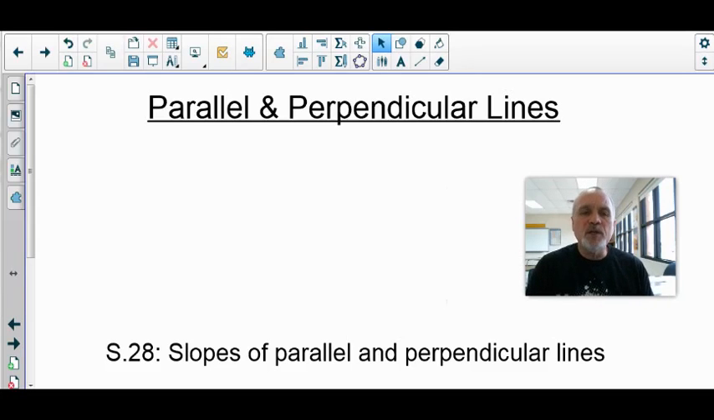Today we're going to be looking at parallel and perpendicular lines. And this can be practiced in IXL on S28, slopes of parallel and perpendicular lines. Let's go ahead and get started.